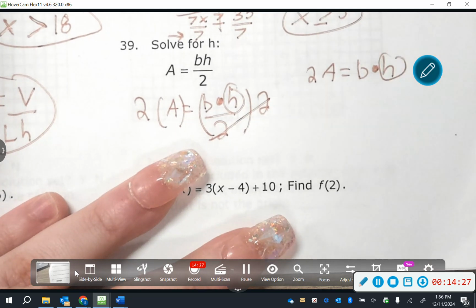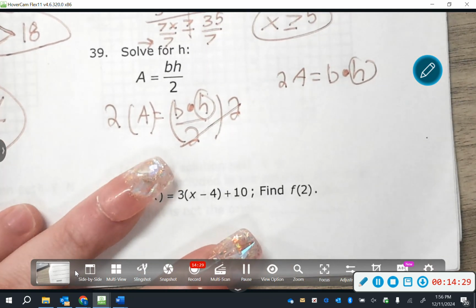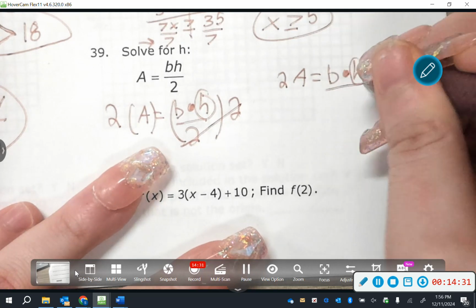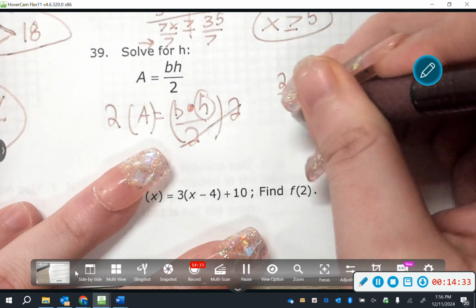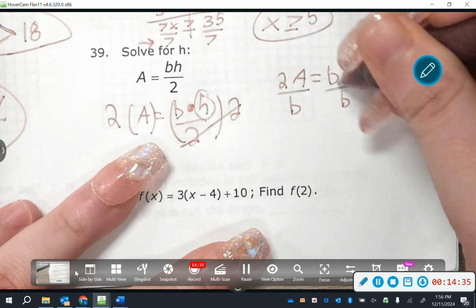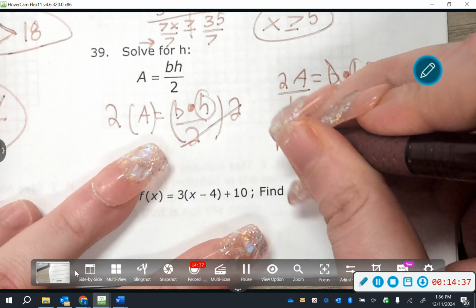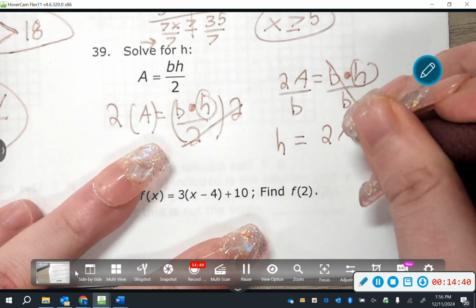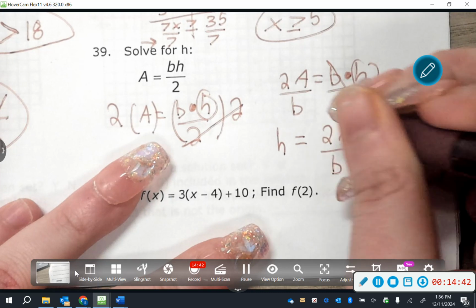We still need to get H by itself. Well, what's the opposite of multiplying by B? Divide by B. Because if I do it on one side, I do it on both sides. The B's cancel. So we're left with our height equals 2A over B.